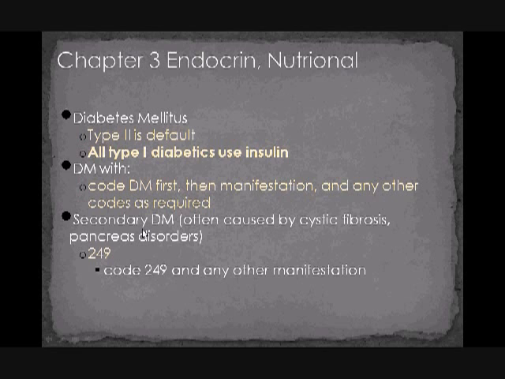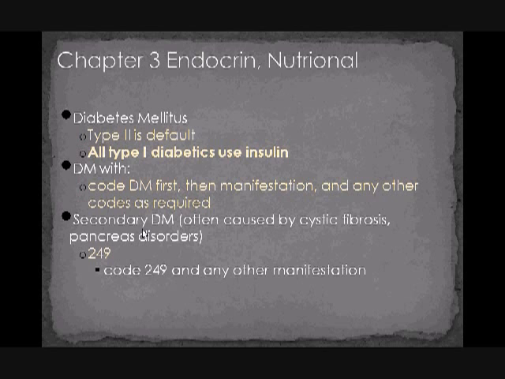Whenever it comes to diabetes, there will always be 5 digits. There are no exceptions. So if you're writing down 4 digits for diabetes, you already know it's wrong. It always has to be 5 digits. There are absolutely no exceptions. If you have diabetes with something, you always code the diabetes first. You code the manifestation second.